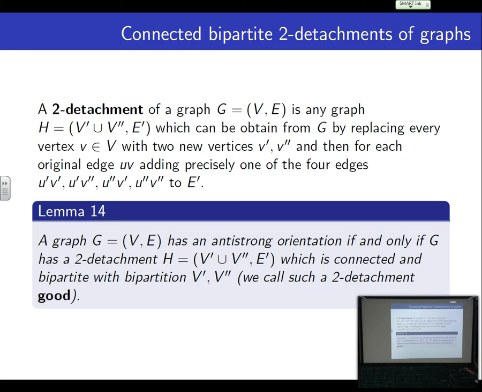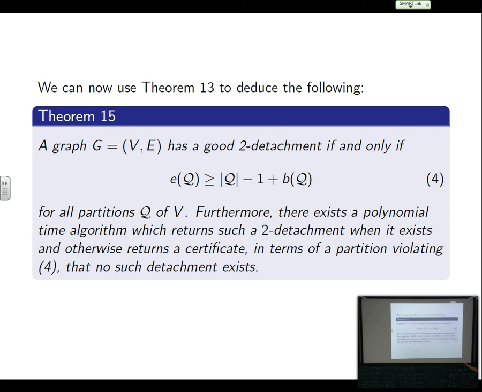So this thing here, you could also have asked the other question without talking about antistrong, of course. I give you a graph. Is there a two detachment of this graph so that the graph is bipartite and connected, and the bipartition has to be these sets here? And this now is answered by our work here, and we get exactly this characterization. You can do this two detachment if and only if you satisfy the condition I described before.